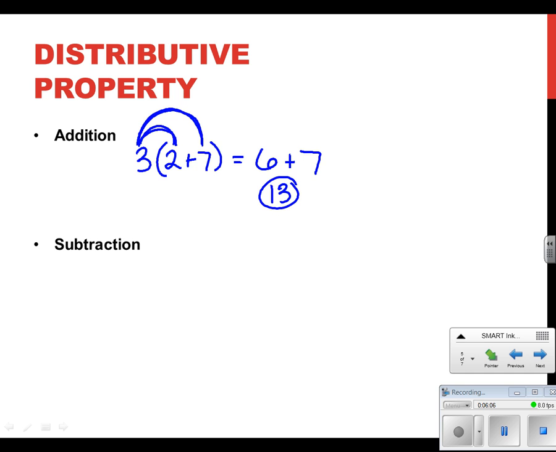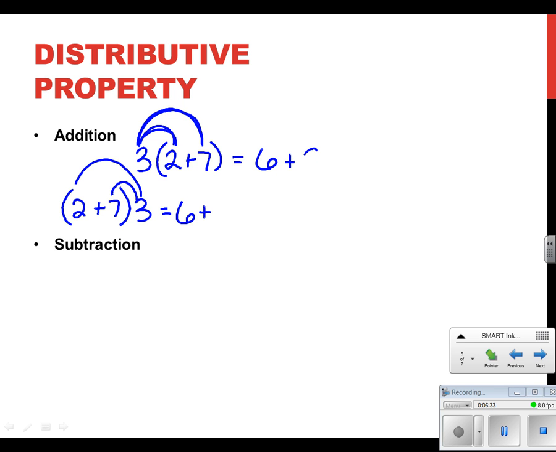Now it also works if that 3 was on the other side. So if I had the 2 plus 7 and I had 3 here on the other side of the parentheses, I'm doing the same thing. 3 times 2 plus, because of the plus sign there, 3 times 7. Let me switch that up here. Sorry about that. And 3 times 7 gives me the 21, so I have 27. So we get the same thing.